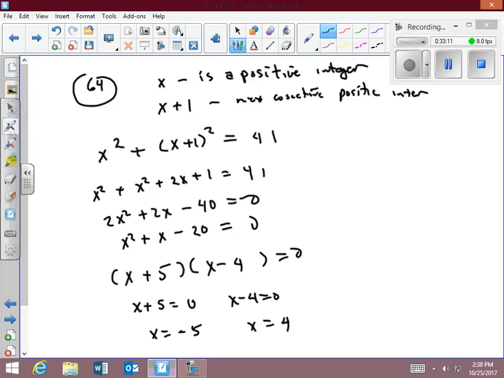So which one of those fits the criteria? X is a positive integer. That'd have to be 4. And the next consecutive positive integer would have to be 5, right? So your answer would be 4 is the number, 5 is this number. And notice when you square 4, you get 16. When you square 5, you get 25. And the sum of those two is 41. It works out. All right.